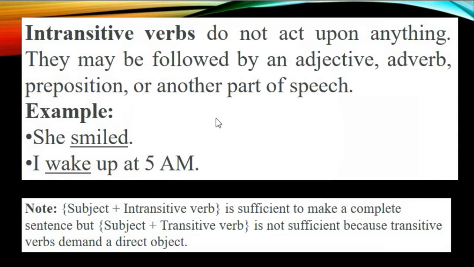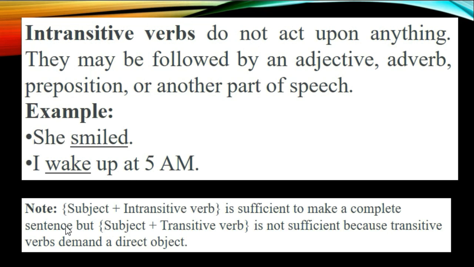Intransitive verbs. Intransitive verbs do not act upon anything. Here you have to understand that they don't act upon anything. That means they don't need the help of any object. They may be followed by an adjective, adverb, preposition or another part of speech. Example: she smiled. It doesn't need any type of object. We understand. I wake up at 5 a.m.